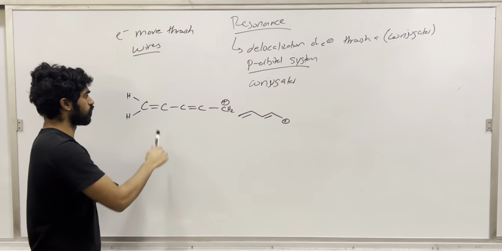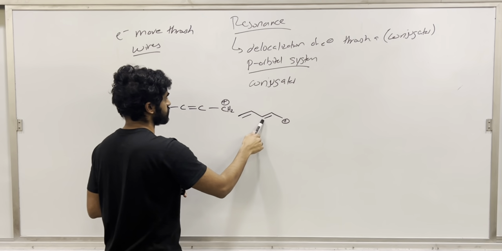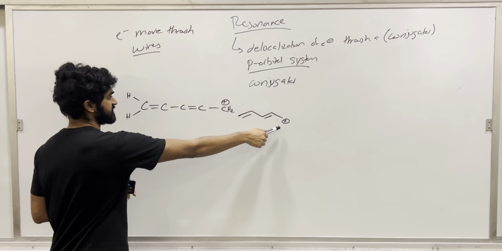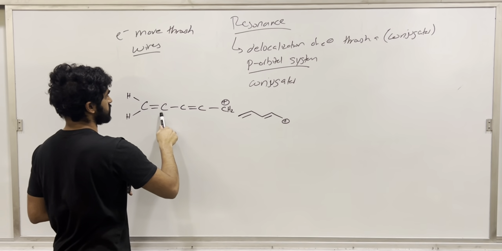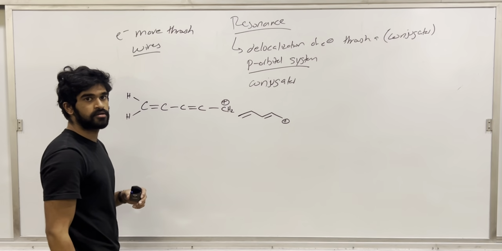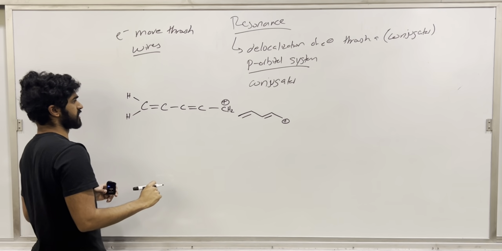That's what we're looking at. 1, 2, 3, 4, 5. Positive charge on 5. Double bonds between 1, 2, and 3, 4. Right? This is what we're looking at.